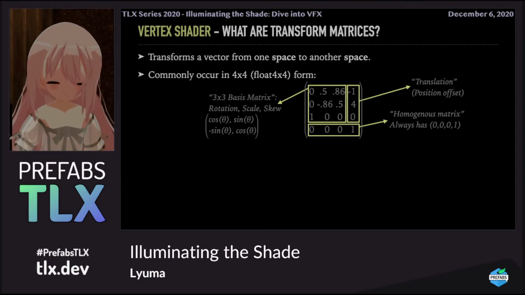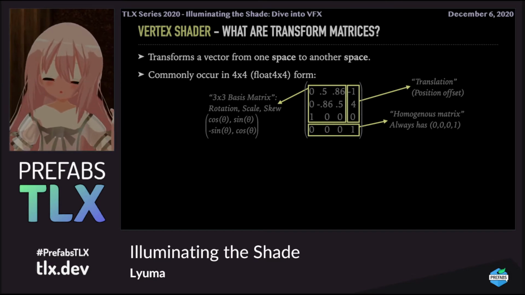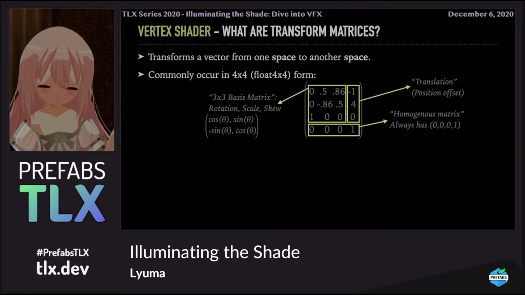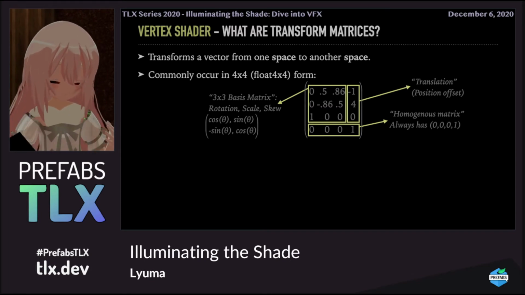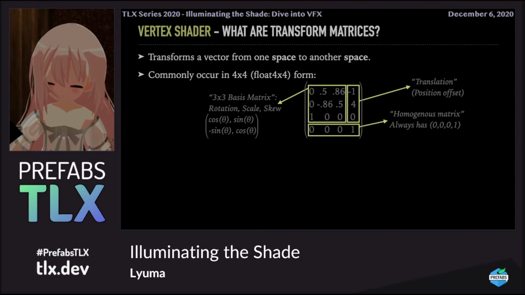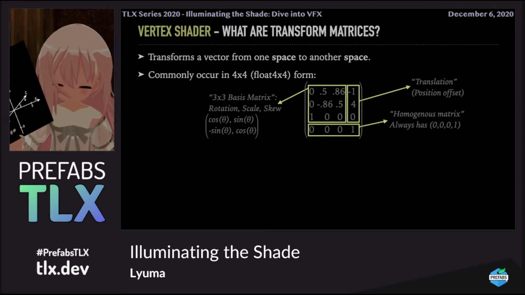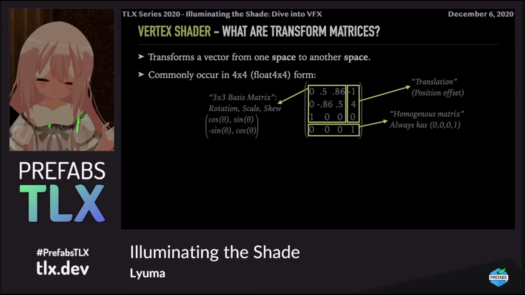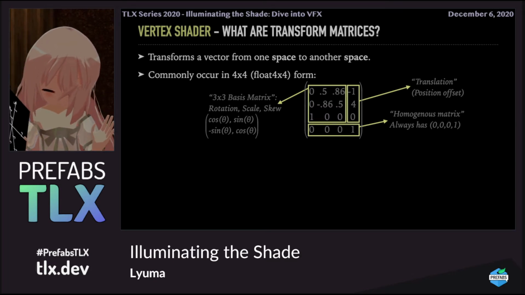So a transform matrix contains the stuff that you'll set in your object transform in something like Unity. You'll have your position, your rotation, your scale, and basically the translation or the position offset is in this last column of the matrix. The rotation and scale are part of what's called a basis, and so that's the 3x3 matrix that's on the left.